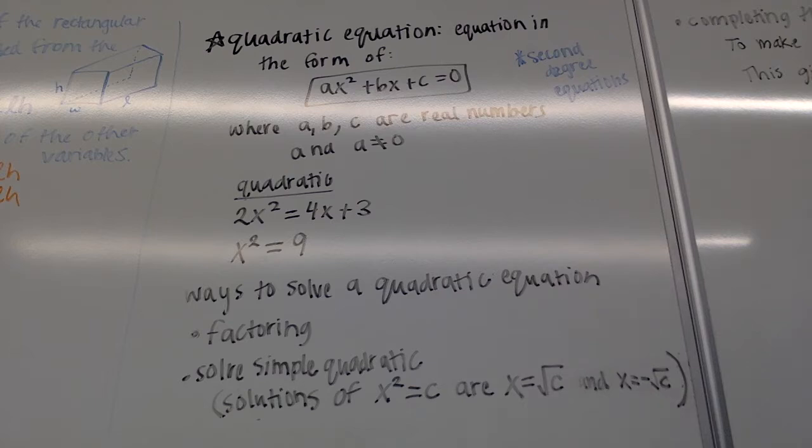Okay, and then there are different ways to solve quadratic equations. The first way is factoring, which we'll do some examples of. You can also solve a simple quadratic. Here are your notes for that: if the quadratic looks like x squared equals c, then you can solve it by just saying x equals the square root of c, or x equals the negative square root of c, which is pretty straightforward.